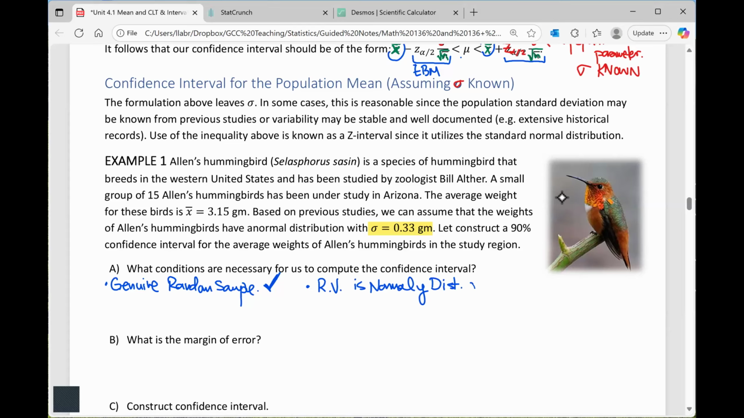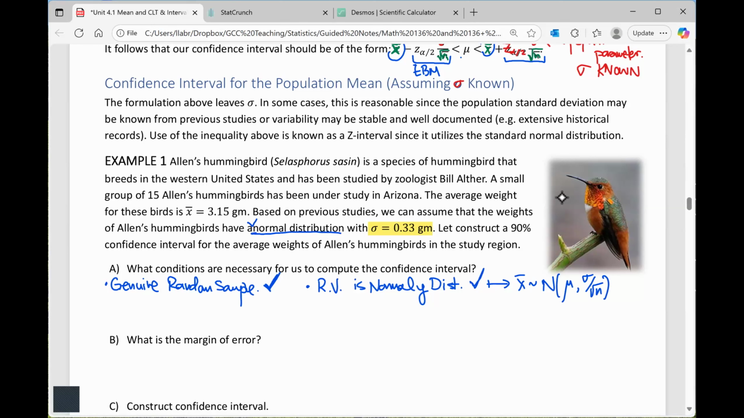And notice that they did tell me here that Allen's hummingbirds have a normal distribution. All right, so we know that my data follows a normal distribution. So that way, if I take samples of size 15, the sampling distribution is also normal. So this is enough to tell you that X bar is also going to be normally distributed with center of mean mu and standard deviation sigma over square root of n. And that comes from the central limit theorem.